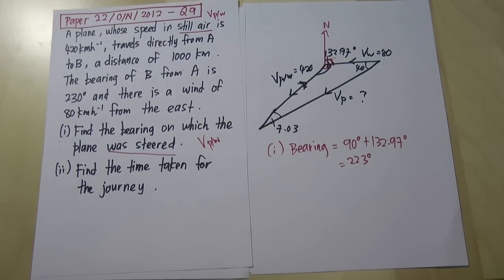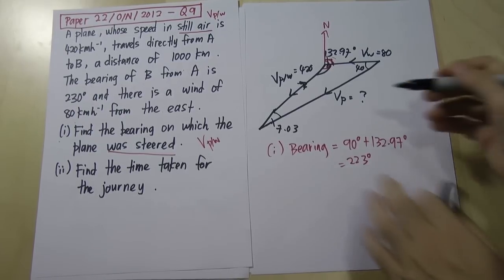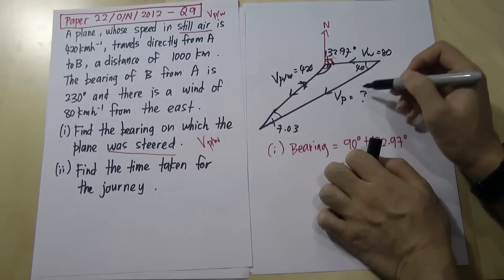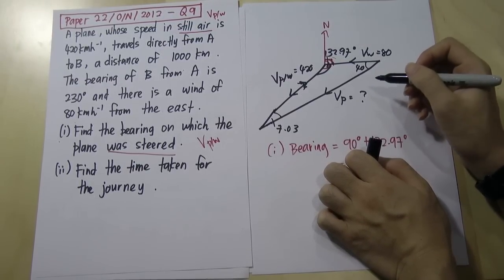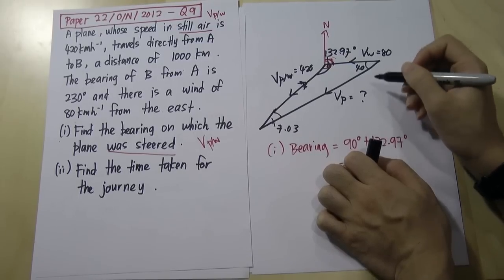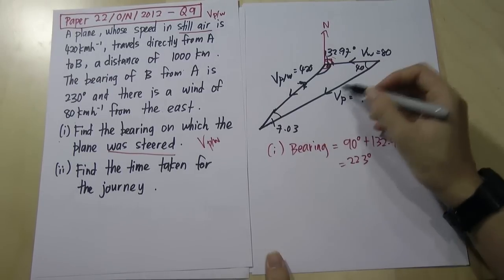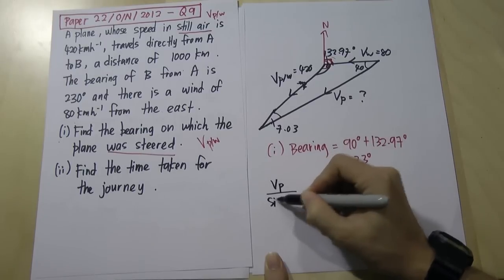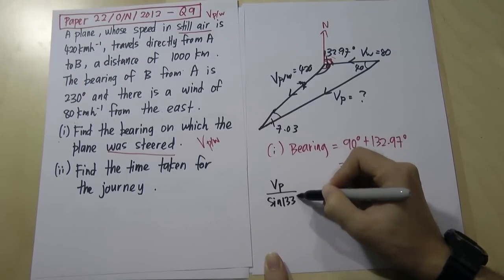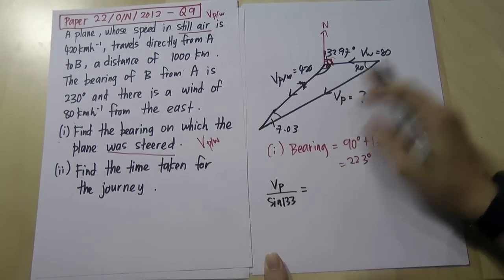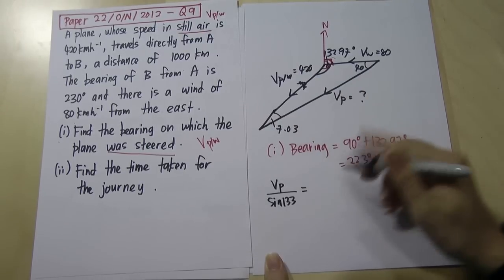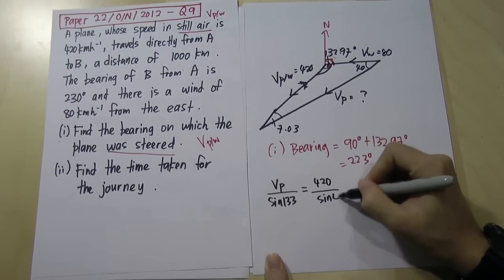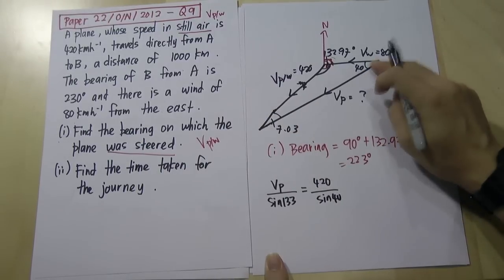Then the second part, find the time taken for the journey. Same thing, we need to find the velocity of the plane. So over here you can use sine rule or cos rule. But I always love to use sine rule because it looks simple. So sine rule, we got the opposite angle. So VP over sine 133 equals, just randomly take any angle, maybe I take this one, 420 over sine 40. Because 420 is this line, right? Opposite angle is this one.